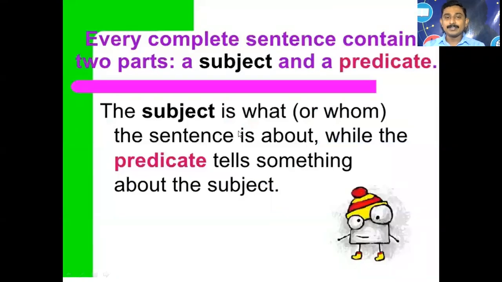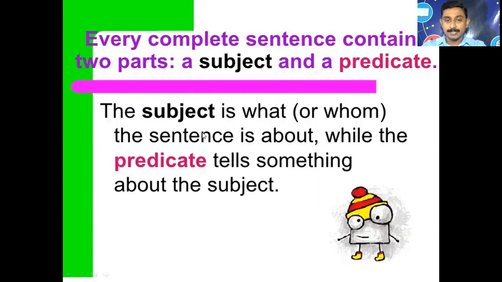Every complete sentence contains two parts, namely subject and predicate. Subject is what or whom the sentence is about. And predicate tells something about the subject. Subject is the doer of the action, we say in simple language. A person or thing that does action in a sentence is called subject. And predicate tells something about the subject.